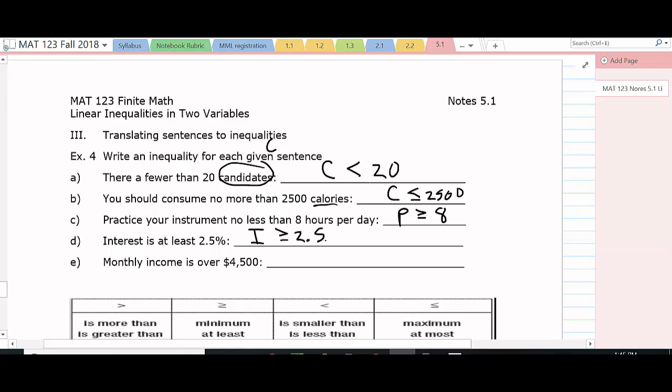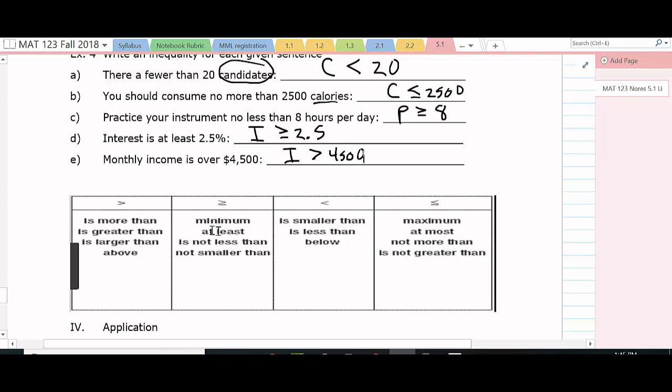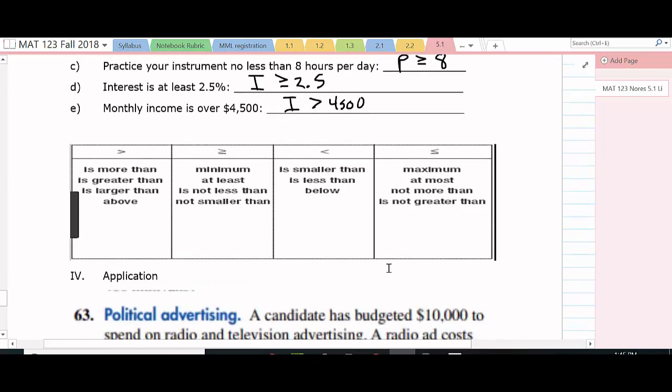Okay, monthly income is over 4,500. I'll use I for income. What do you think? Yeah, it got to be strictly greater than. So when you're doing word problems, you got to make sure that you understand the meaning of that and do the translation. I pulled this off the internet that you can refer to if you need to, but it's helpful if you understand those things and can put those together okay.